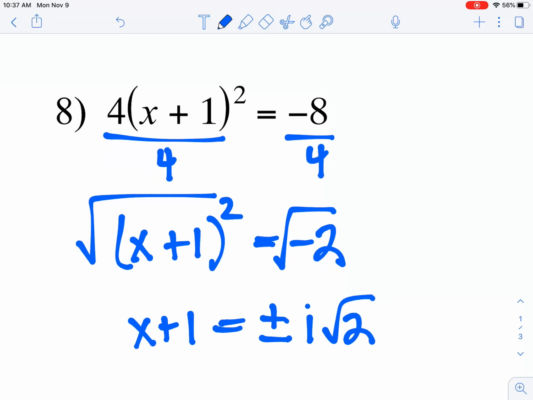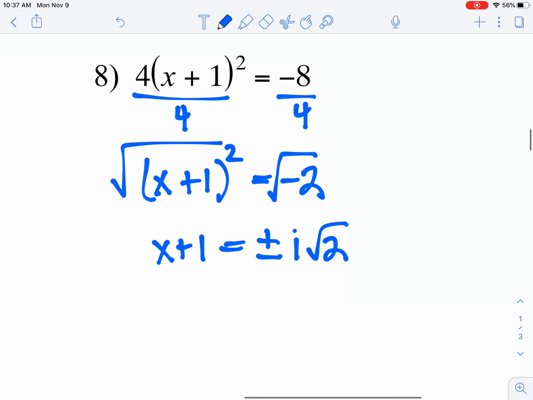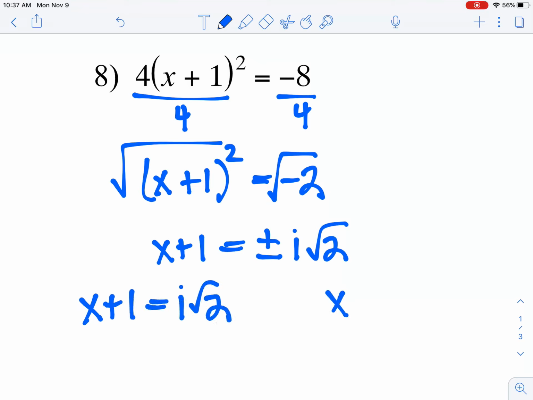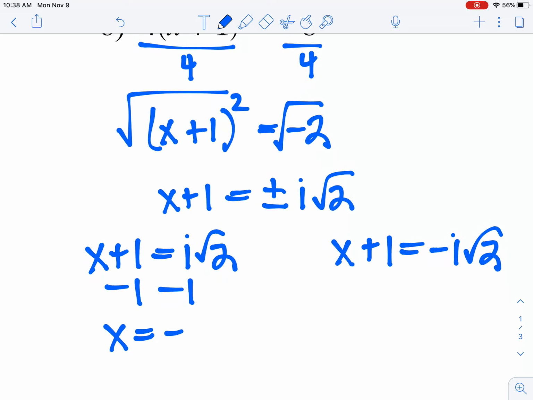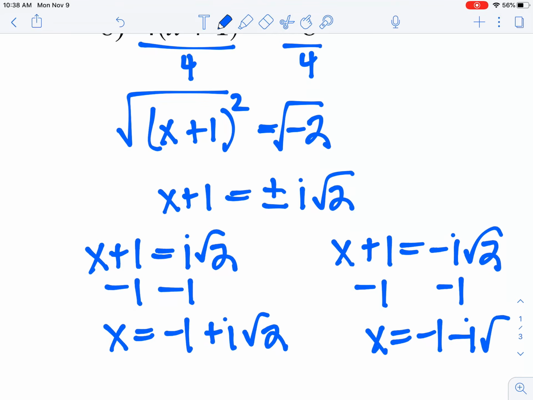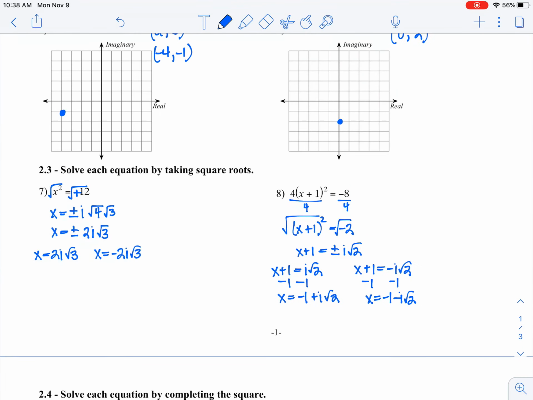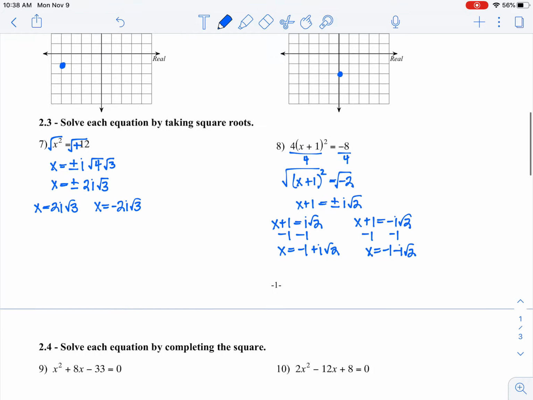Okay? So then I'm going to set up two equations. x plus 1 equals positive i radical 2. x plus 1 equals negative i radical 2. Then when I subtract the 1, here I'll say x is negative 1 plus i radical 2. And x is negative 1 minus i radical 2. Okay, that is solving by taking the square root.